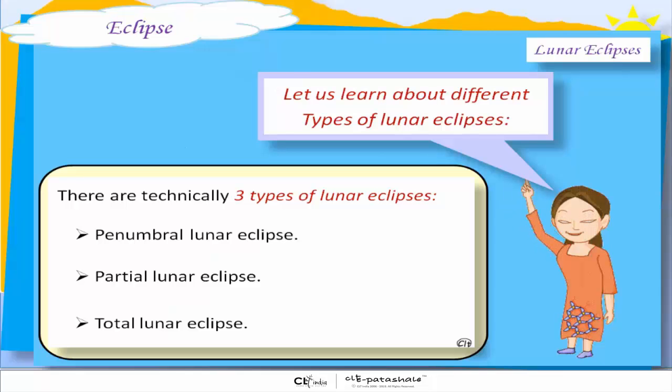Let us learn about different types of lunar eclipses. There are technically three types of lunar eclipses: penumbral lunar eclipse, partial lunar eclipse, and total lunar eclipse.